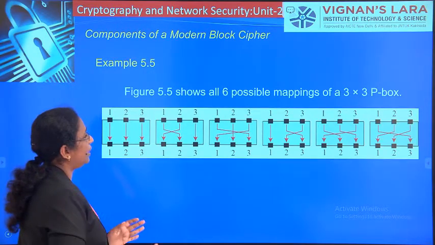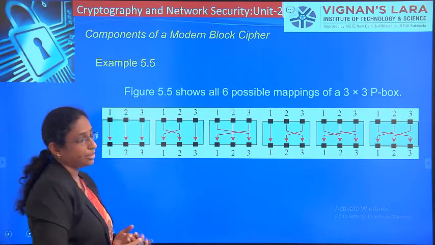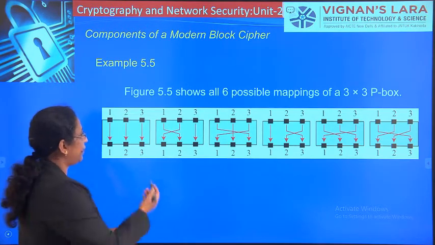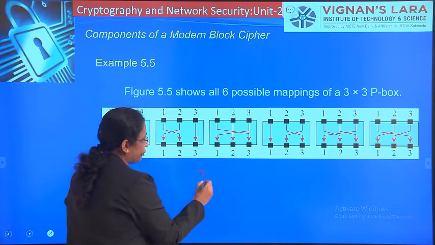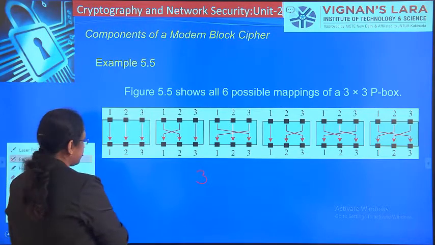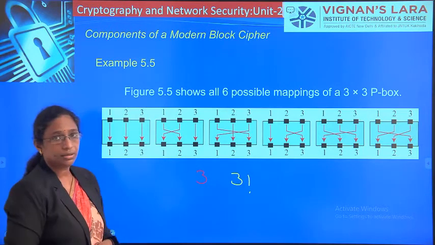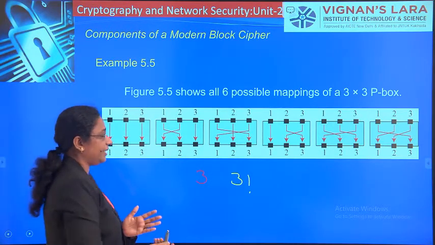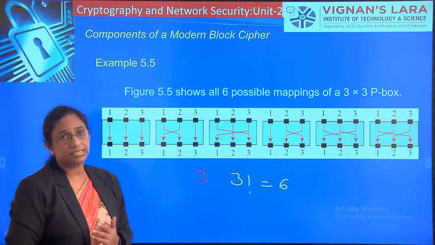All possible mappings are an example of permutation. If you have 3 bits, the number of ways they can be permuted is 3 factorial, that is 3 into 2 into 1, which is 6. So you will get 6 permutations.